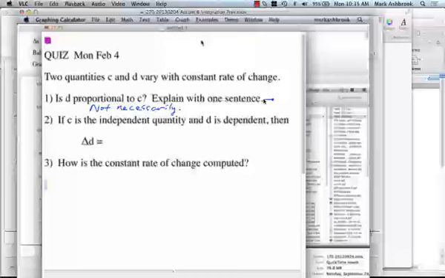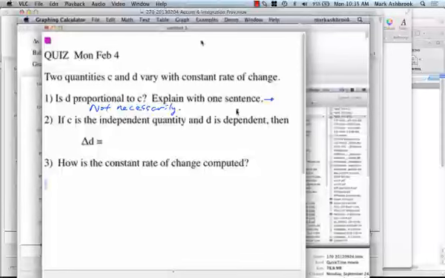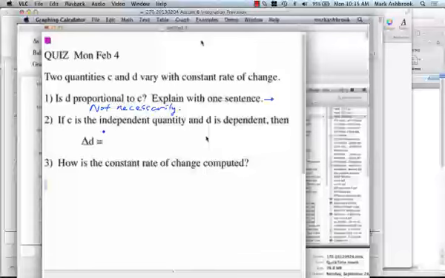Explain, what is constant rate of change about? What's proportional? Changes are proportional. If you put no, that's a lot closer than yes. Yes is not right. So changes are proportional. Therefore, if C is independent and D is dependent, delta D equals k delta C.